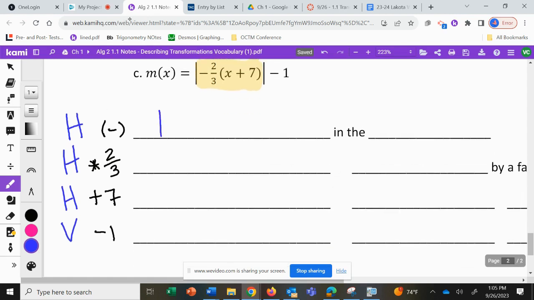Anything that's negative is reflect. So then we need to reflect it horizontally. So we take out our reflection hand, and that becomes the y-axis.